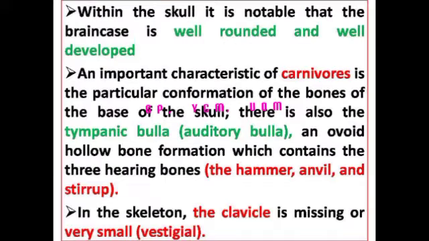Within the skull of Carnivora, it is notable that the braincase is very well developed. An important characteristic of carnivores is the particular conformation of the bone found in the base of the skull. There is also the tympanic bulla, which is the most important structure found in the skull, and then there are three ear bones found near the skull. In the body skeleton, the clavicle is missing, or it may be very small or vestigial in nature.